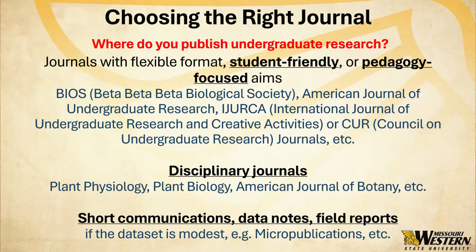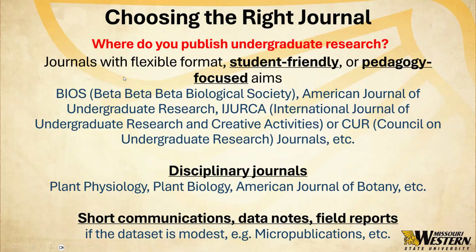Now, obviously, when you think about publishing your research conducted at an undergraduate institution with undergraduate students, you always have to think carefully about where you want to publish and how to choose the most appropriate journal for your research results. The journal choice has to align very much with the scope of your data and the kind of data that you plan to publish. And there are several different opportunities.